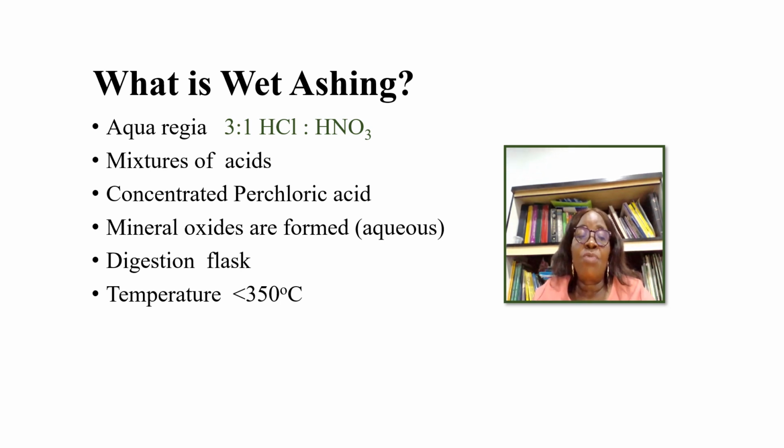We always have what we call aqua regia. Most times students will use it, which is a mixture of hydrochloric acid and nitric acid in a ratio of 3:1. We can also have mixtures of nitric and perchloric acid, but special care is needed when we are dealing with perchloric acid. Concentrated perchloric acid alone is dangerous and explosive, so always note that you should use it in a special hood. In wet ashing, all mineral oxides are formed, and the sample is in aqueous solution.